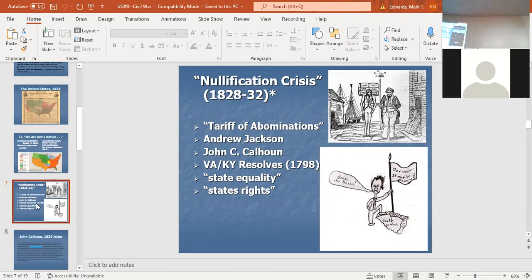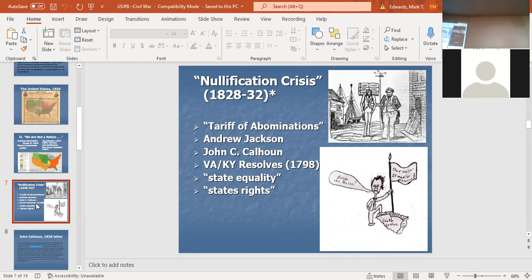the next great crisis of the Union really didn't involve the expansion of slavery. In some ways, it didn't even involve slavery in any direct kind of way. The next great crisis of the Union, possibly even more consequential than even the Missouri Compromise fight, was the so-called nullification crisis. The nullification crisis between 1828 and 1832.